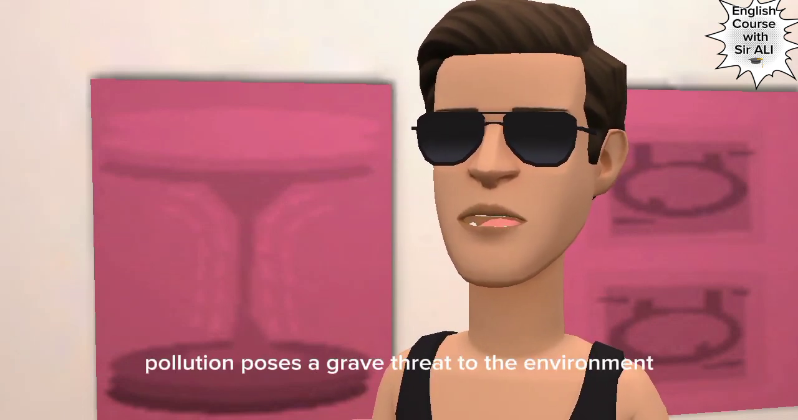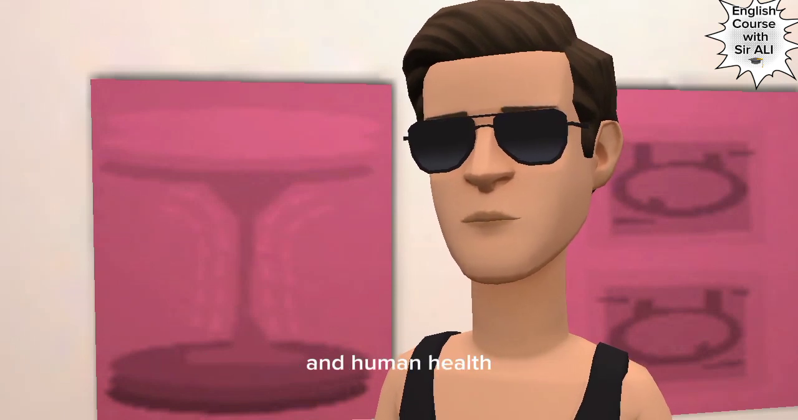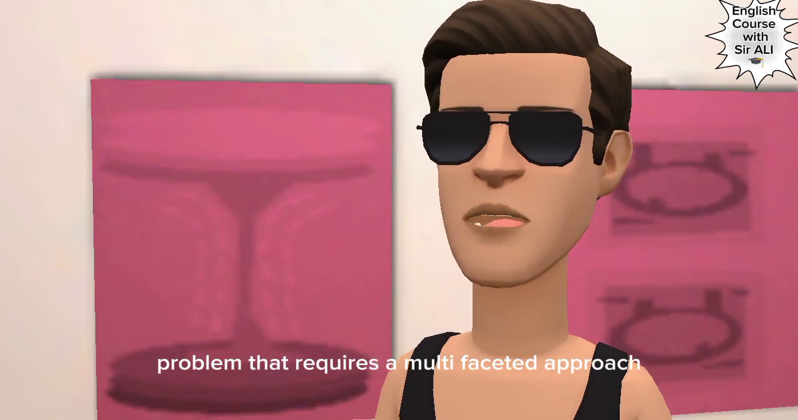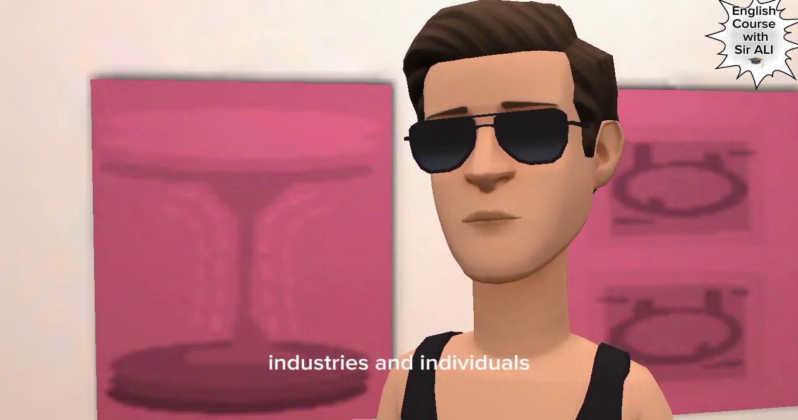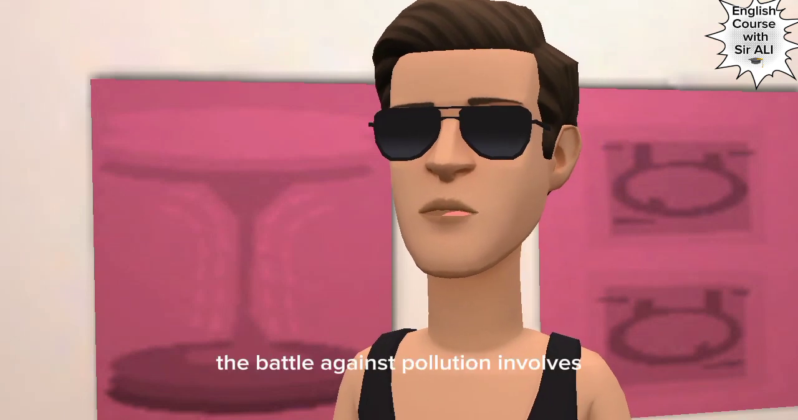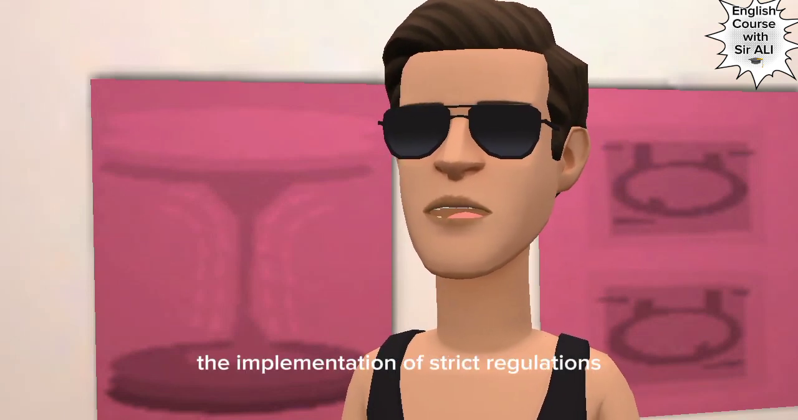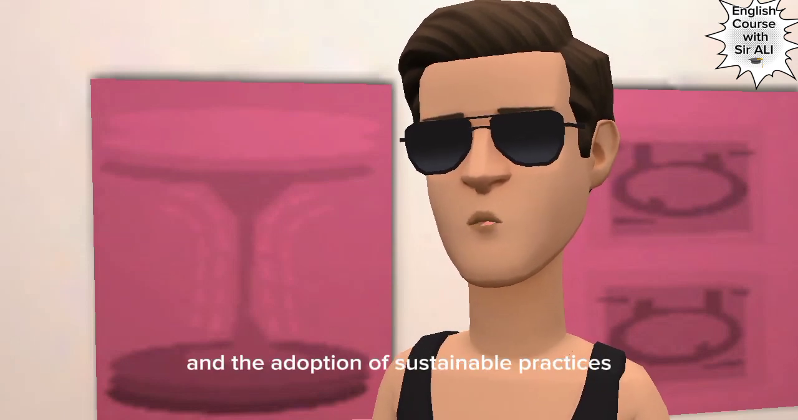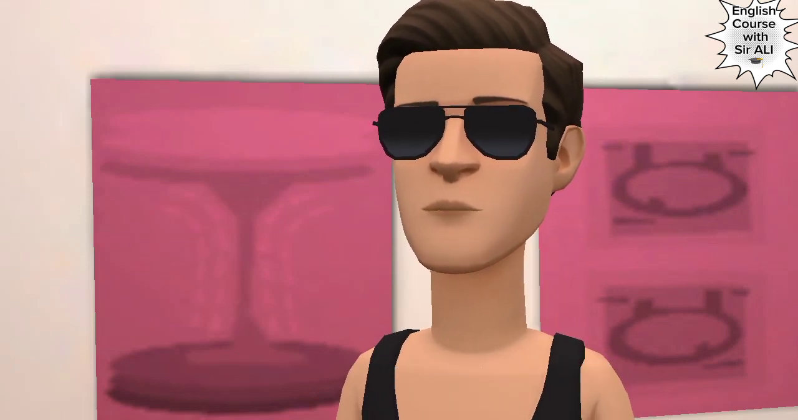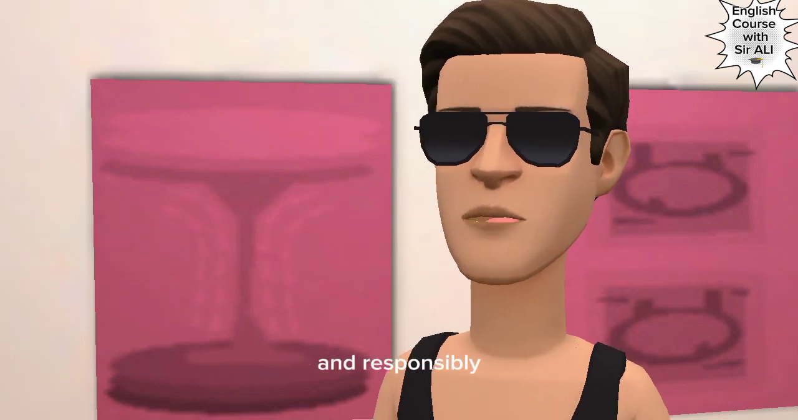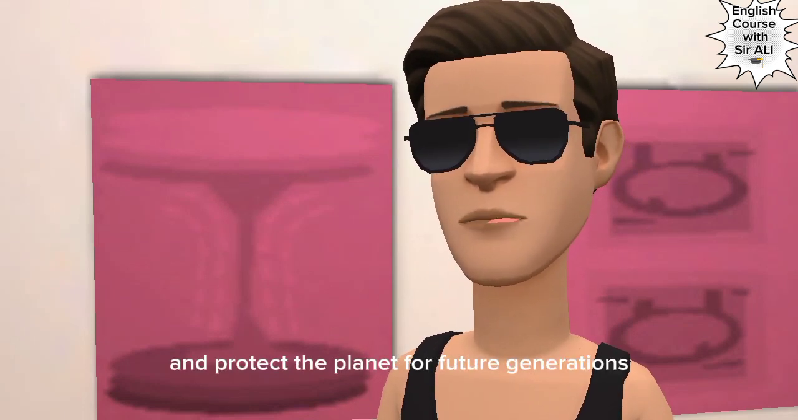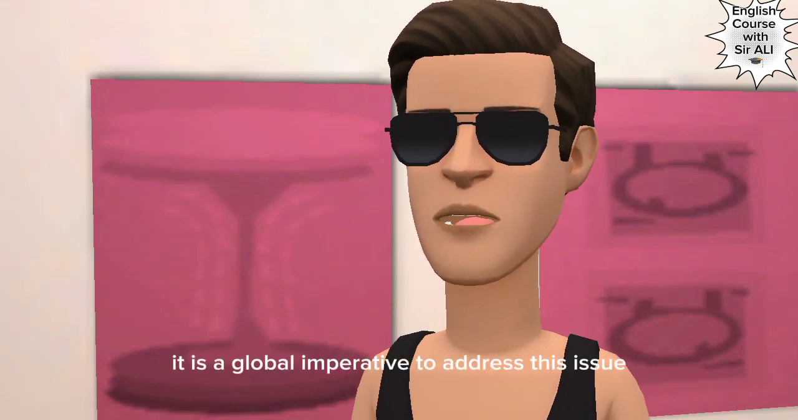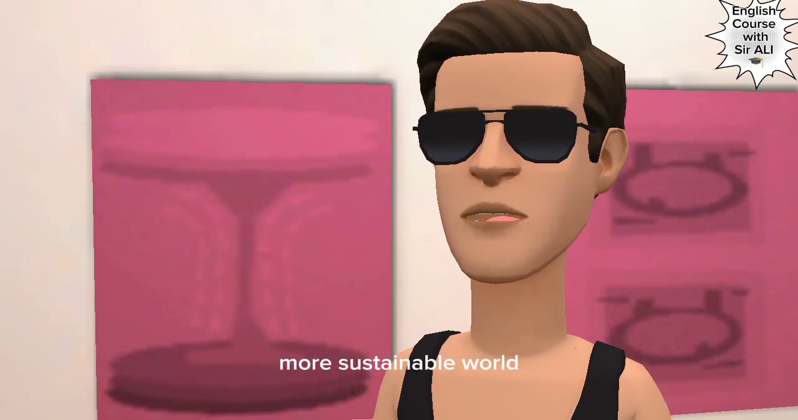Conclusion. Pollution poses a grave threat to the environment and human health. It is a complex problem that requires a multifaceted approach, involving governments, industries, and individuals. The battle against pollution involves the implementation of strict regulations, investment in cleaner technologies, and the adoption of sustainable practices. By acting collectively and responsibly, we can reduce pollution and protect the planet for future generations. It is a global imperative to address this issue and create a healthier, more sustainable world.